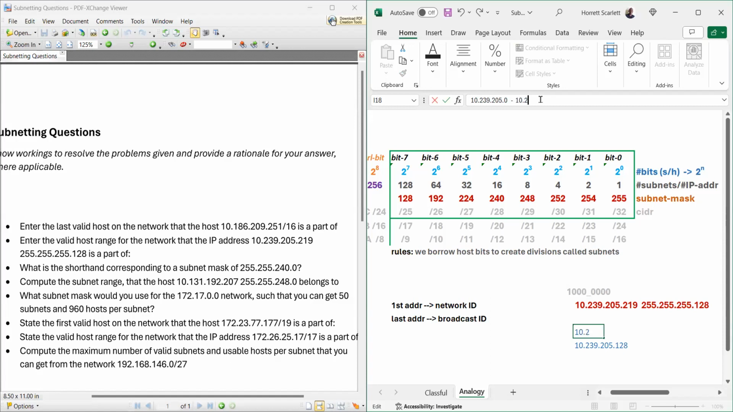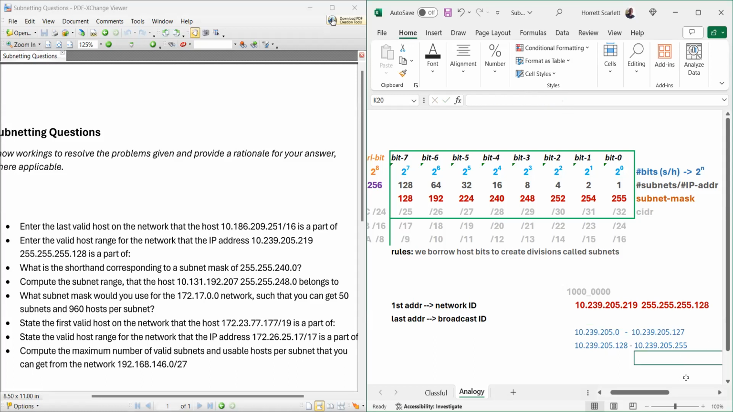So it's 10.239.205.127. That's where it's going to end. And where is this one going to end? Sorry, 255. Thank you very much. So that's where that one ends.